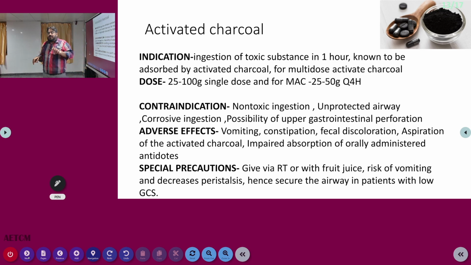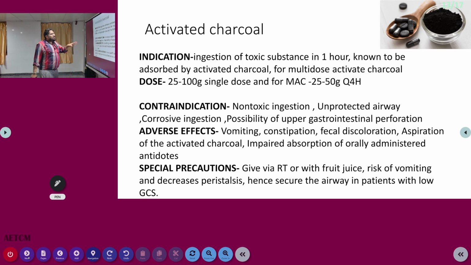So soda bicarbonate, you should use restrictively whenever you are suspecting a tricyclic antidepressant toxicity, or the patient has a very bad pH less than 7 following a poisoning. If you want to buy some time till the patient is going for dialysis, you can do that. Otherwise, routinely the preferred indication for soda bicarbonate will be tricyclic antidepressant toxicity.